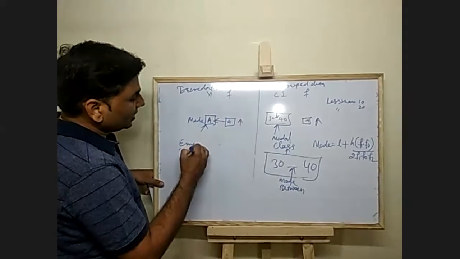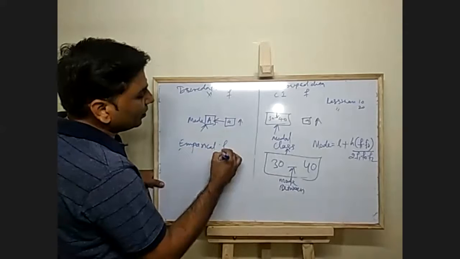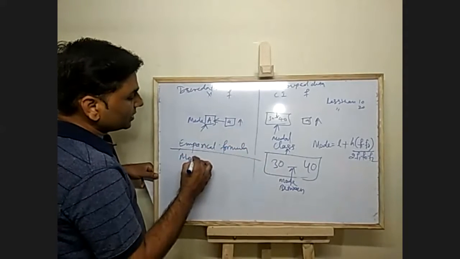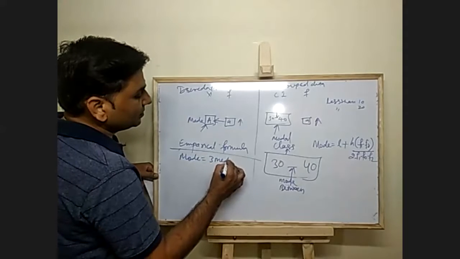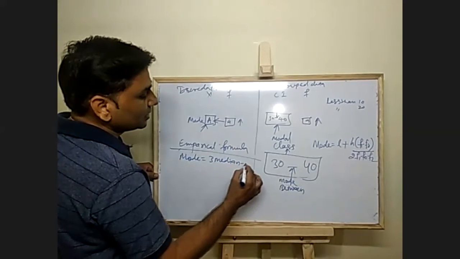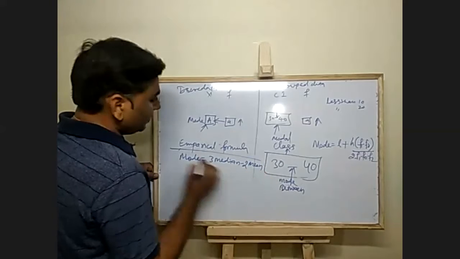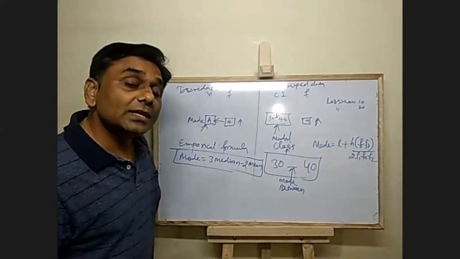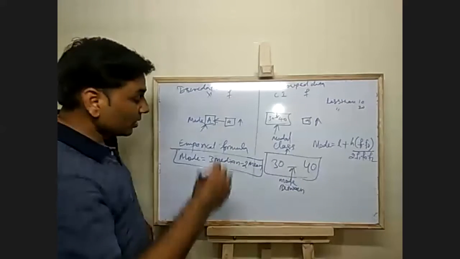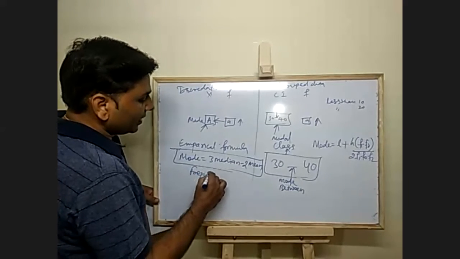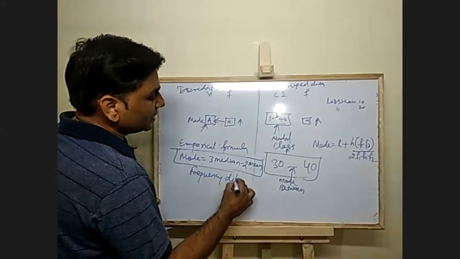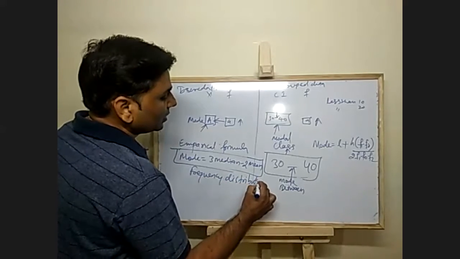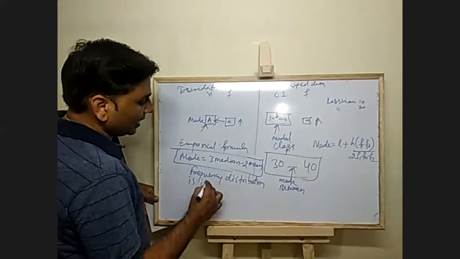The empirical formula is the relationship: mode is equal to 3 median minus 2 mean. We have to use this formula when the frequency distribution is irregular.